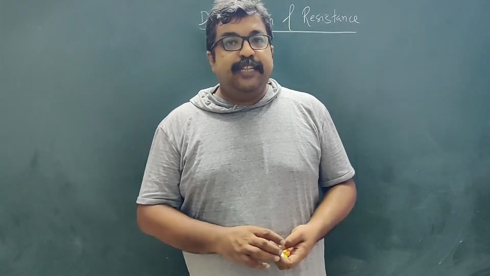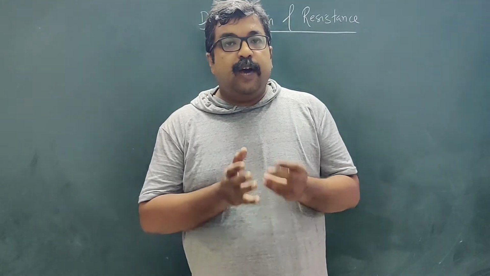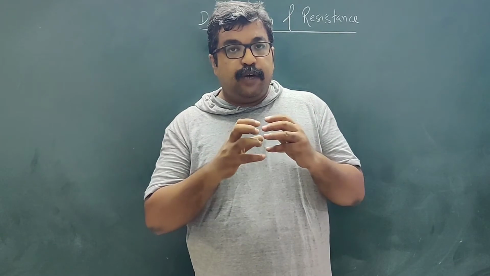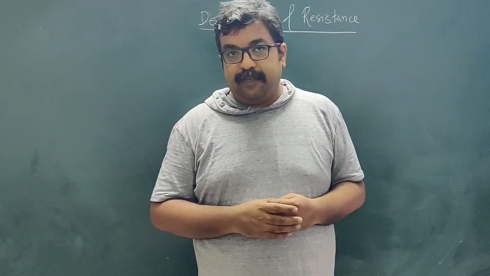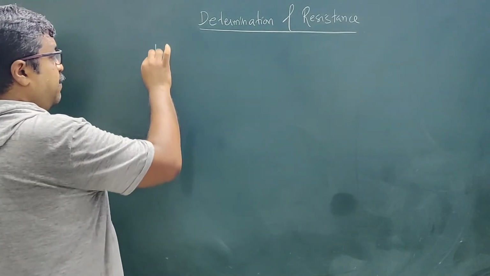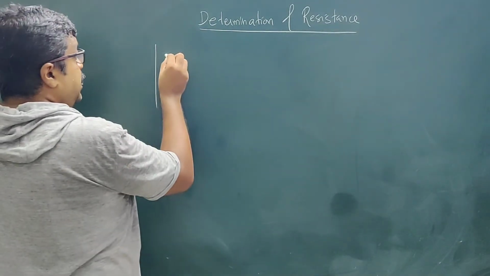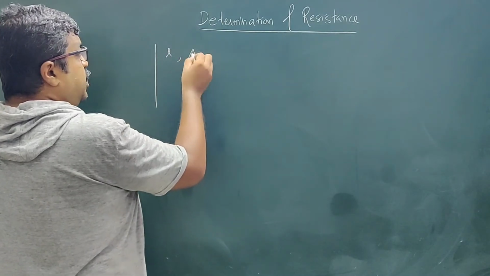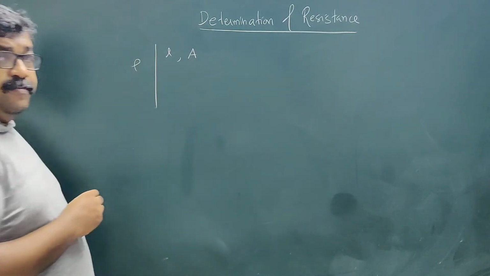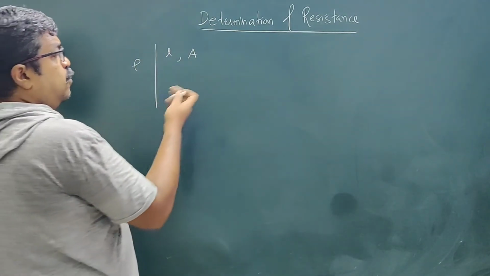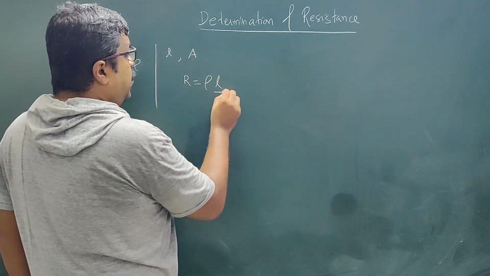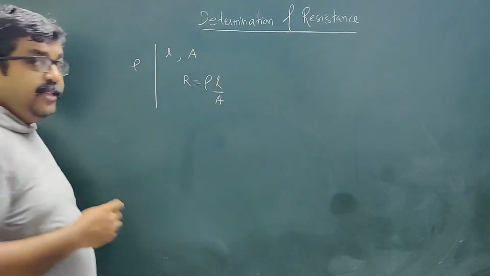Hi everyone. So in this video we are going to learn how to calculate the resistance for various conductors of different kinds of geometrical shapes. For example, in the simple case we have a wire whose length is L and cross-section area is A, and rho is the resistivity. For this wire we know that the resistance R is equal to rho L by A. This is a simple case.